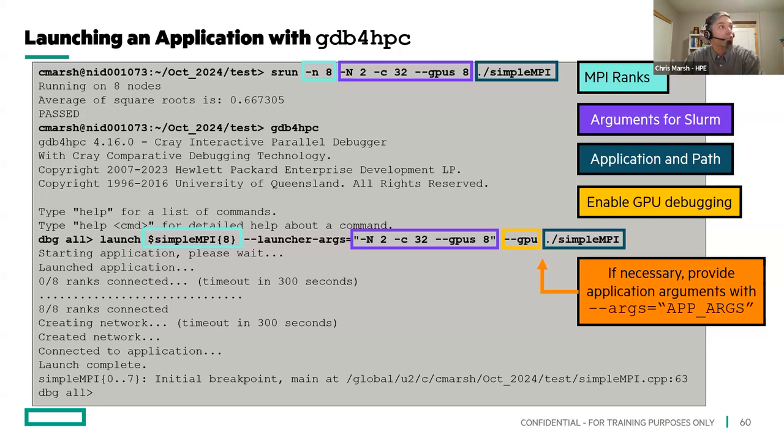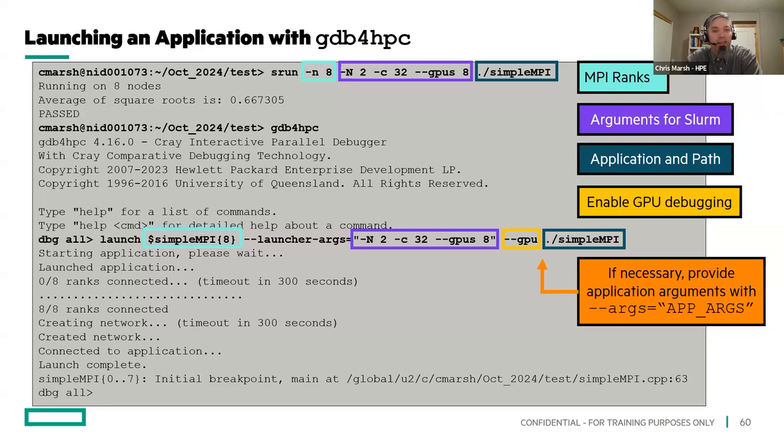The question continues: in launcher args inside the Gdb4hpc debugging session, I don't see anywhere where Gdb4hpc is calling srun. If Gdb4hpc is calling srun as the launcher, is there an option to change which launcher is used? For example, if we wanted to profile non-MPI programs.